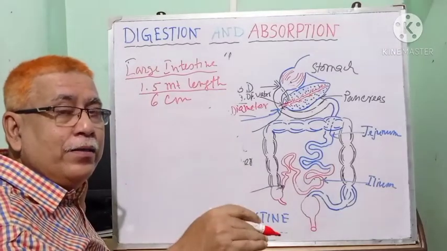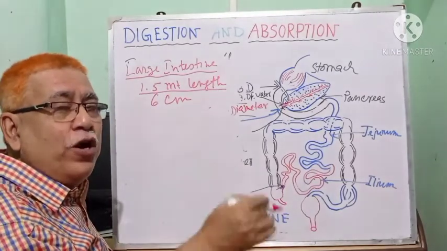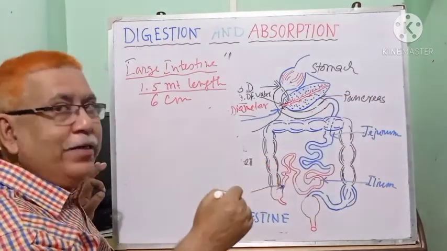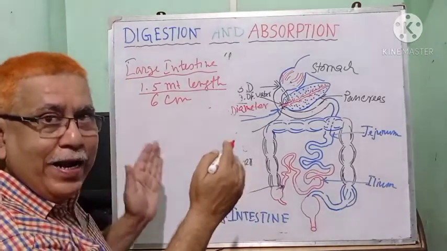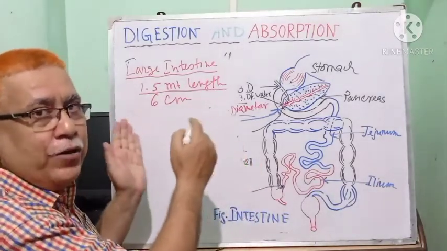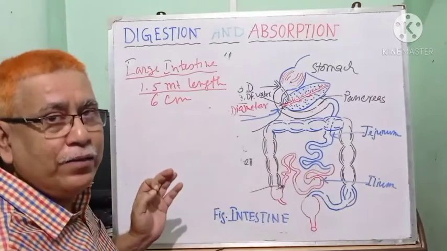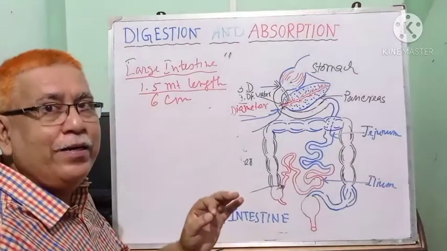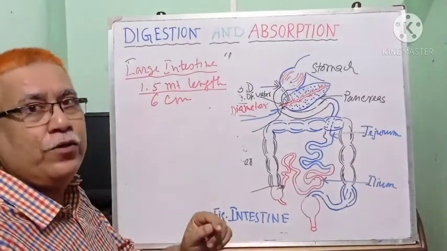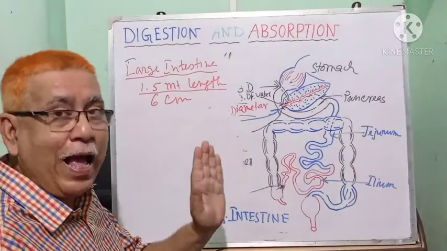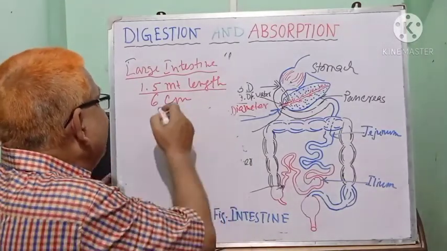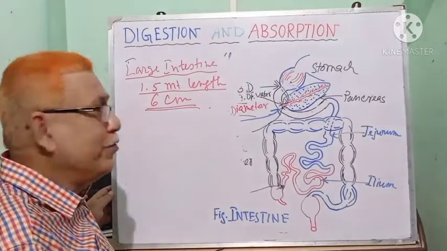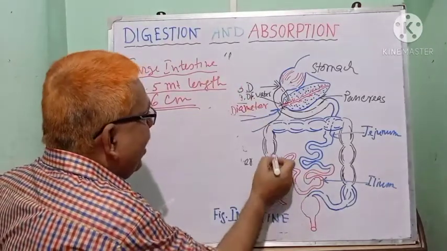Then why is the small intestine called small, which is larger in length, and the large intestine, which is smaller in length, called large? Why? The diameter of the small intestine is 2.5 centimeters, so it is the small intestine. And the diameter of the large intestine is 6 centimeters, and so it is the large intestine.